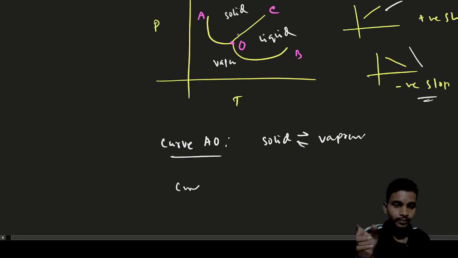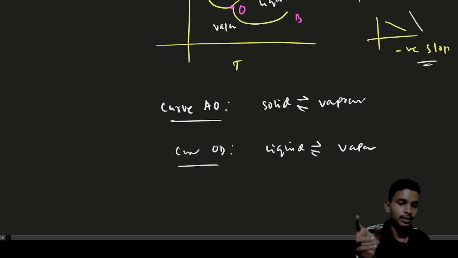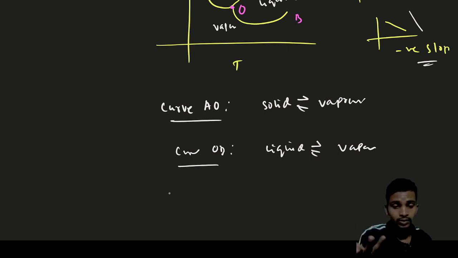Similarly, curve BO: below it is the vapor side and above it is the liquid side, so liquid and vapor are in equilibrium. The explanation is the same as we gave for water, only the slope there was negative and here it is positive.